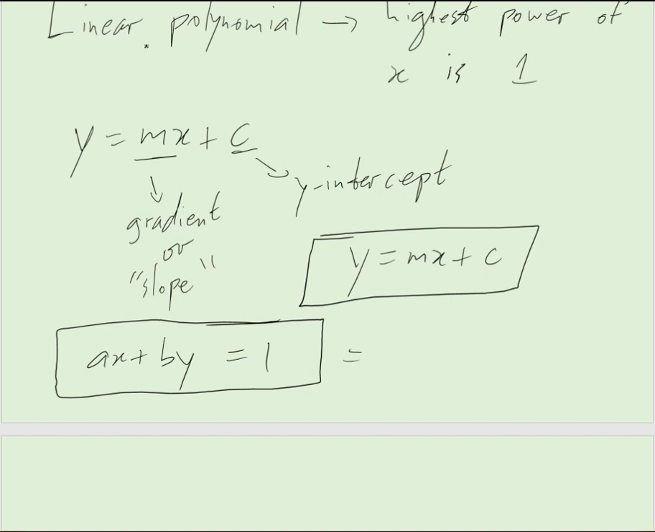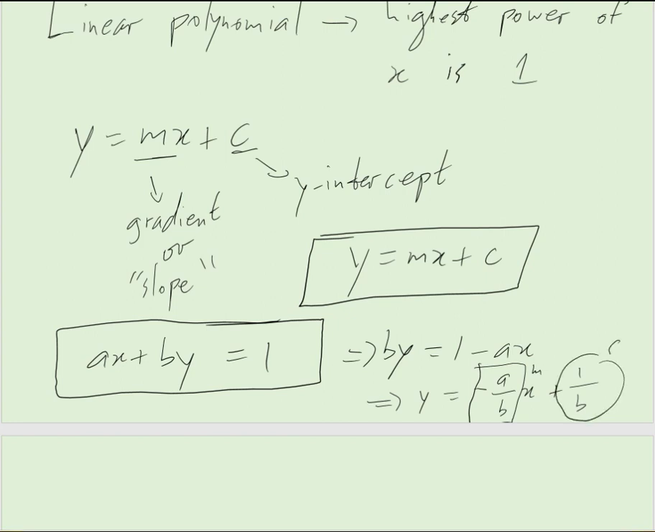If you make y the subject of the formula, you will get, let me do it in steps, by is equal to 1 minus ax, and if we divide through by b, we get y is equal to negative a over b x plus 1 over b. And this is exactly the same thing. This is your m, your gradient, and this is your plus c, your y-intercept.